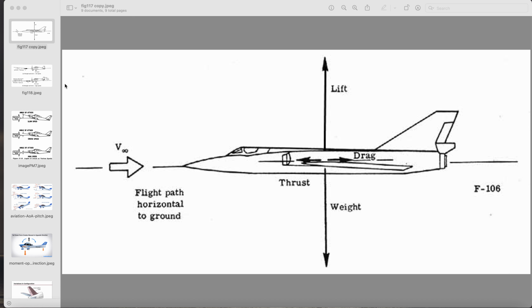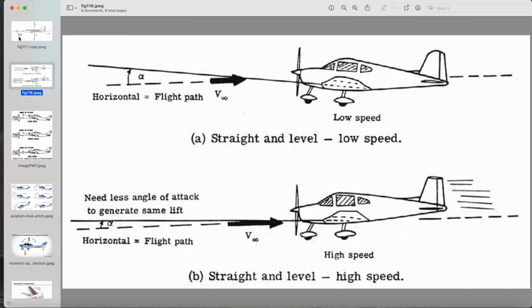But we'll move on from that now. Move on to the next one. But that's the most important part of this. Lift must oppose weight, keep that in your minds. That's the most important part. So move on to the next diagram.